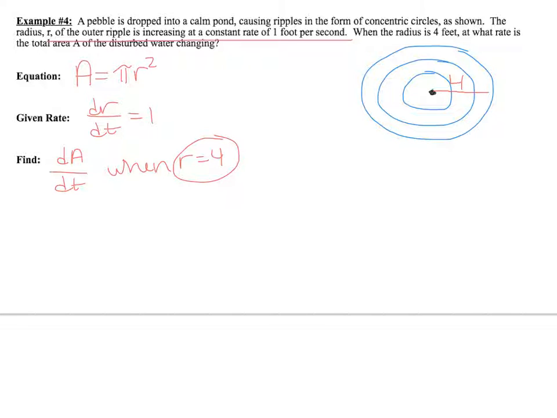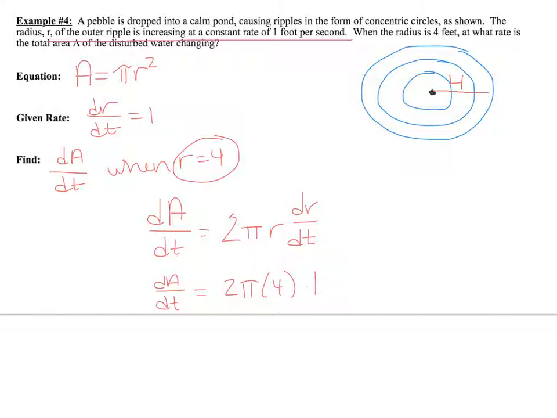So here we go. Finding my related rates equation, I get that dA/dt is equal to 2 pi r dr/dt. I'm looking for dA/dt, and that's awesome that it's in the problem. So 2 pi, r is equal to 4, and dr/dt is equal to 1. So dA/dt is equal to 8 pi.